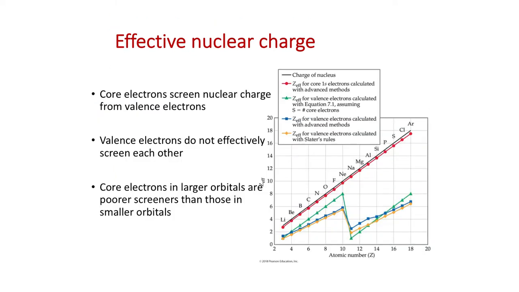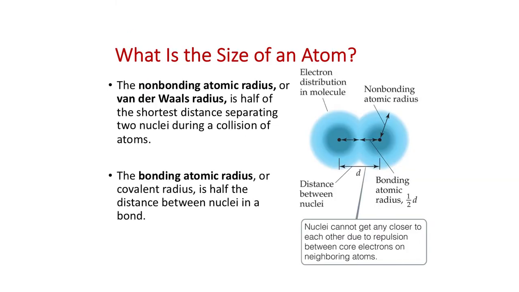Okay, so the core electrons screen nuclear charge from the valence electrons. Valence electrons do not effectively screen each other, and then the core electrons in larger orbitals are poorer screens than those in smaller orbitals. So as you start to use larger orbitals and bigger atoms, the core electrons are not screening as effectively. So just showing you why you get a higher Z effective than you were sort of predicting with the green curve, with that approximation Z minus the number of core electrons. So think of the core electron approximation as being the best S can be, and that as those cores are growing larger in size, the S is a little bit lower in magnitude than being directly equal to the number of core electrons.